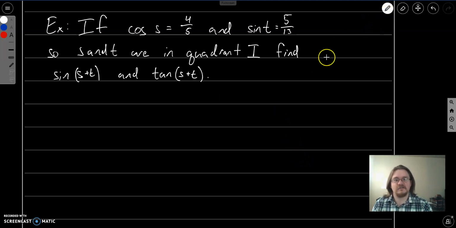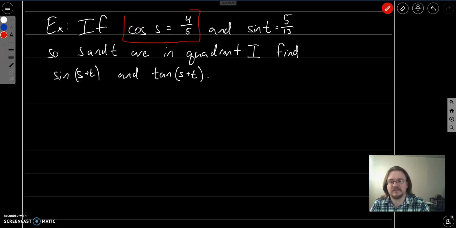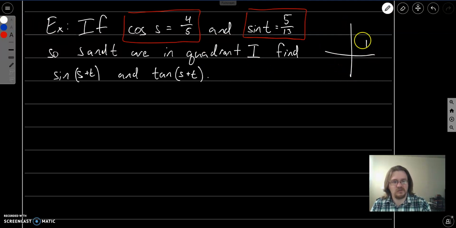So we know the cosine of an angle S, and we have the sine of an angle T, and we know that both of these angles are in quadrant 1. So draw a picture. We've got quadrant 1 up here. So both of these are going to be acute angles between 0 and 90 degrees. And we want to find the sine of S plus T and the tangent of S plus T.